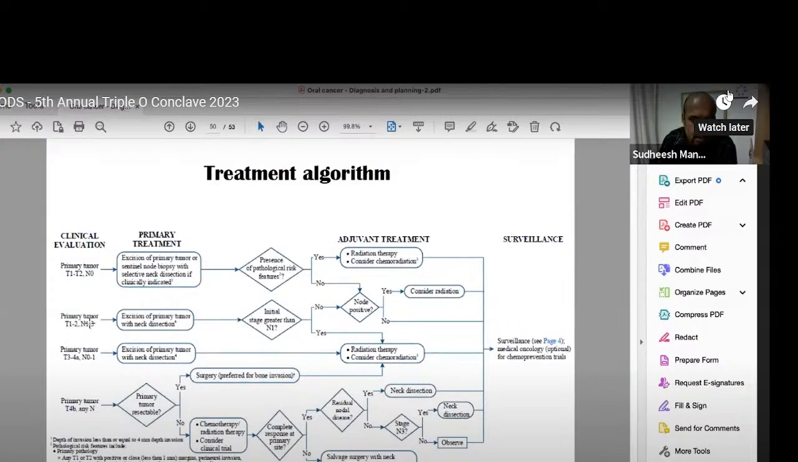For T1, T2 but node positive disease, again, you have to do surgery first, followed by radiotherapy. For advanced T3, T4, of course, you have to do surgery followed by chemoradiation. So what you have to understand is, for early stage disease, it is single modality treatment by either surgery or radiotherapy. Surgery is preferred over radiotherapy. For advanced stage diseases, it is multimodality treatment, that is surgery followed by adjunct therapy.